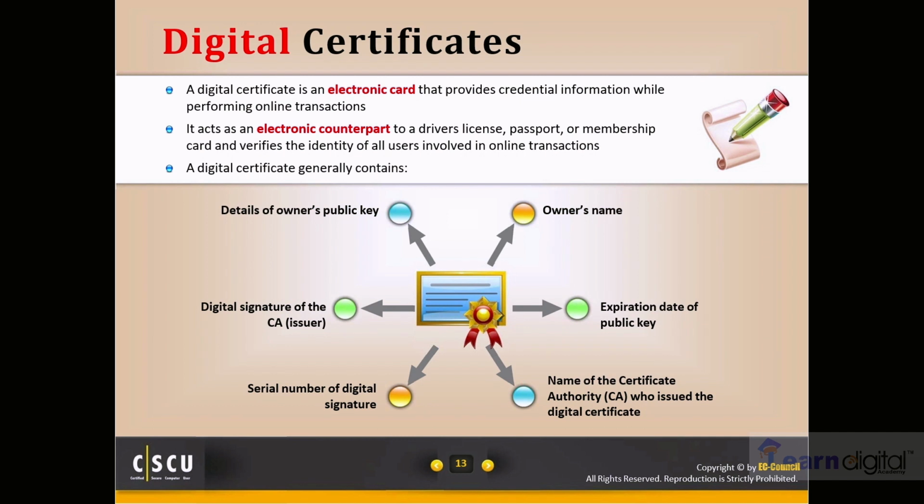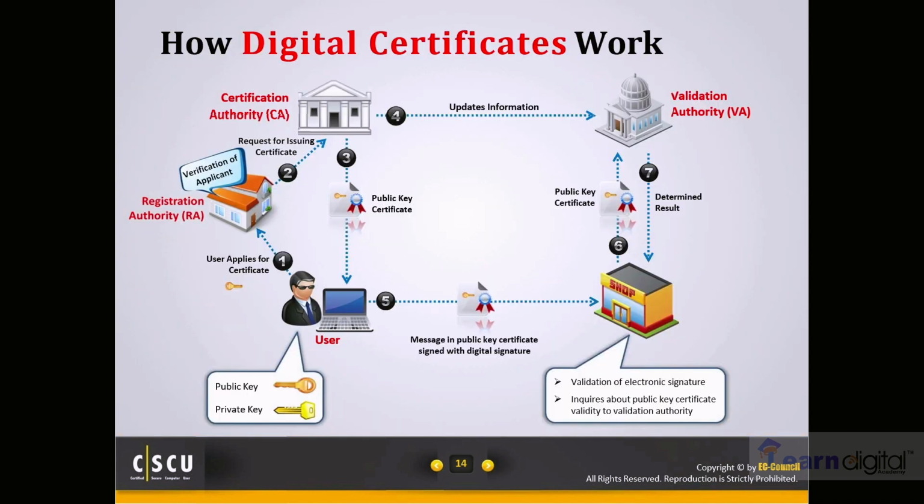Then what is a digital certificate? So the digital certificate is an electronic card that provides credential information while performing online transactions. It will also act as an electronic counterpart to a driver's license, passport or membership card, and verifies the identity of all users involved in online transactions, right? So it will generally contain details of the owner's public key, CA signature, right? Then serial number of digital signature, obviously the owner's name, then expiration date of public key, then name of the certificate authority, right?